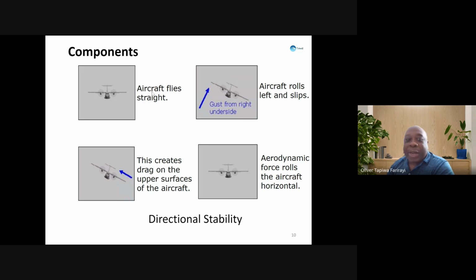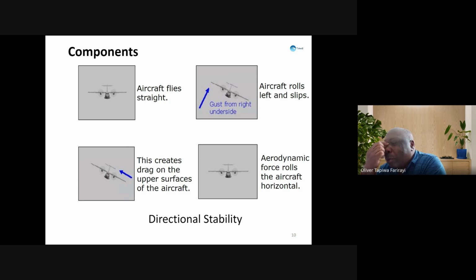Let's look at another one. Aircraft is flying straight, gust from the right underside. The aircraft rolls left and slips. So when an aircraft is turning, there are two things that can happen. An aircraft can then either slip if it's going outwards. I'm trying to figure out how to, for you to visualize this.